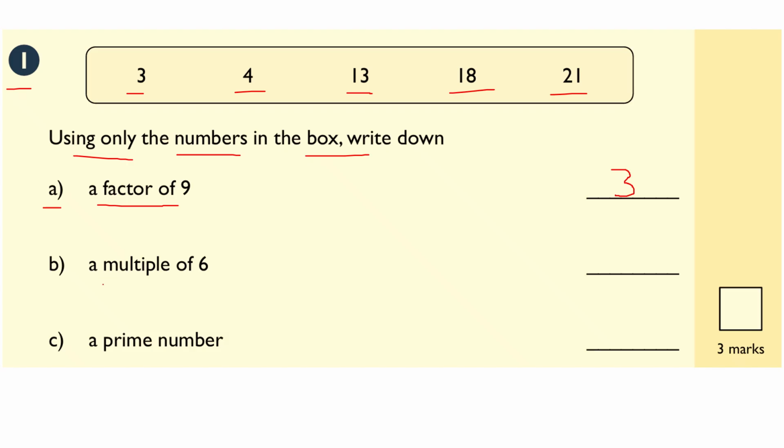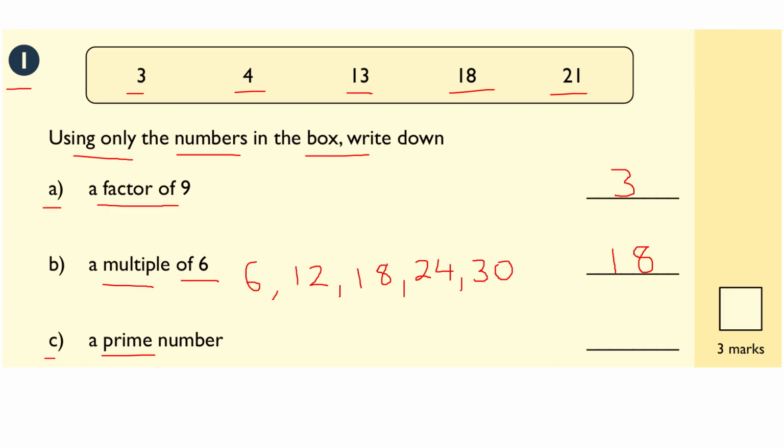Part B, a multiple of 6. Well, that's in the 6 times tables, so it'll be 6, 12, 18, 24, 30, etc. So multiple just means the times table of that number. And we get it by doing 6 times 1, 6 times 2, 6 times 3, 6 times 4, 6 times 5, etc.